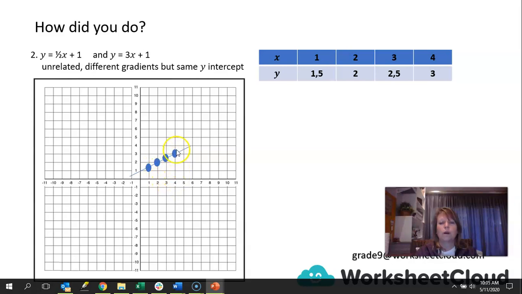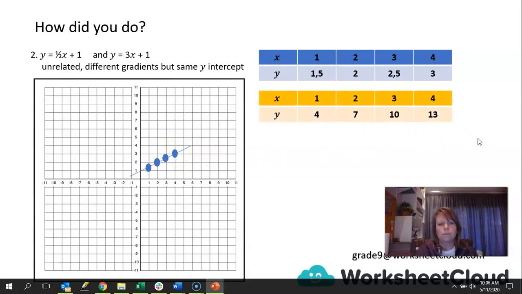And x is 4, y is 3. Okay, let's look at the next one. We've taken the same x values, 1, 2, 3, and 4. It's just easier to work with those ones. You could have worked with any ones. It really wouldn't have mattered. The graph would have looked the same. Your points would have just probably been more spread out if you had looked at, say, 1, 3, 5, and 7, for example.